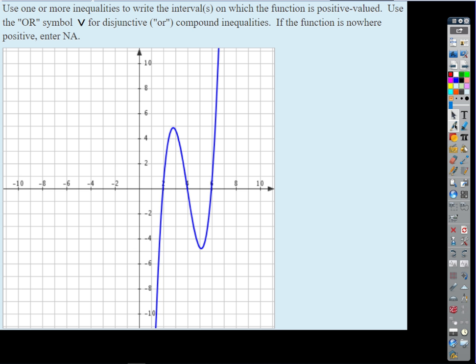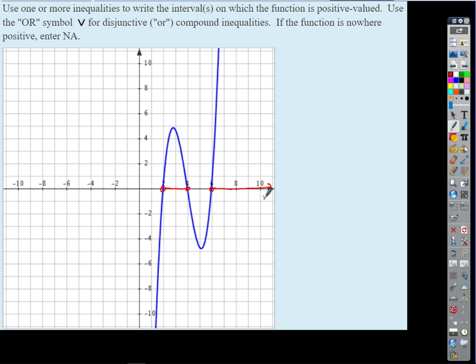Well, it's above the x-axis right there, isn't it? So it starts there and ends there. So there's one interval. Okay, and where else? Okay, and then up there forever, right? So it starts there. How many boundaries on that interval? One, so it just goes forever, right?